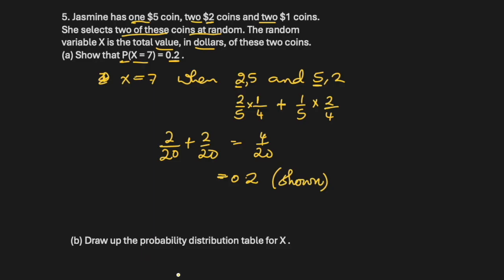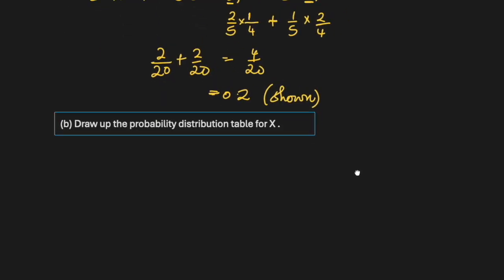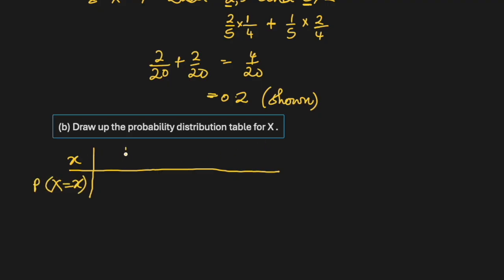Okay, draw up a probability distribution table for this. So let's do it. Okay, so for that we'll need a table. So first we'll have x, and then x is equal to x. What is the probability of that? So what is x? What are the possible scores?